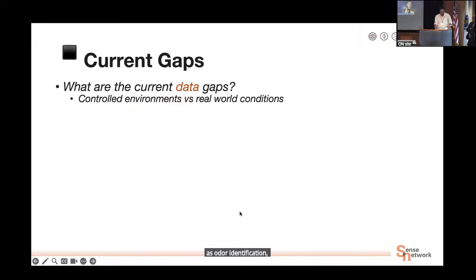And that brought us to where our gaps are. We thought about our gaps in two different ways: what are the data gaps, and what are the technology gaps? One of the first things is that we're testing a lot in controlled environments, in a clinic, and not really meeting people where they are, in the real world, where they might be having more difficulty.